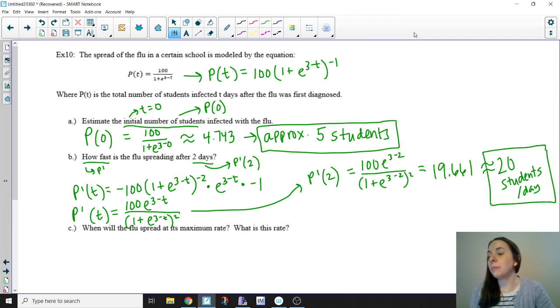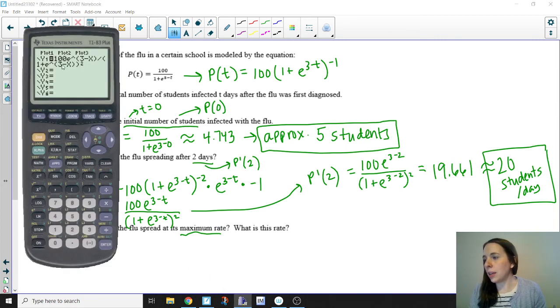Okay, finally, in part C, we are asked, when will the flu spread at its maximum rate? We're going to talk a whole lot about finding maximums and minimums in the next unit and how you can use derivatives and different derivative tests to do that. However, for right now, we're being asked for the maximum rate of spread. And so what we can do is graph our rate function, which would be our derivative graph, and just find the highest point, with the graphing calculator.